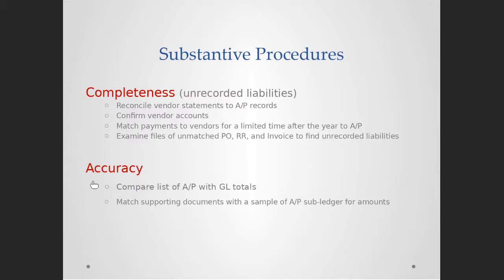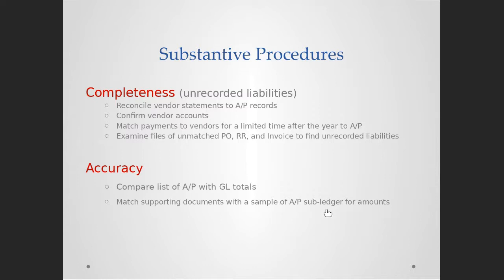All right. Now the next is accuracy. We compare the list of accounts payable with general ledger totals. The client would give you the list of accounts payable by supplier, and if you add those totals, they should be the same as the total in the general ledger. So we compare that to make sure that the items are added accurately and all the items add up to the total.